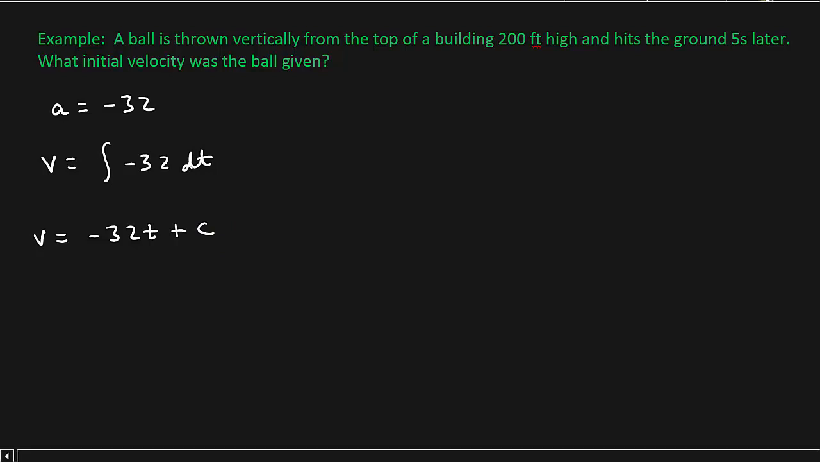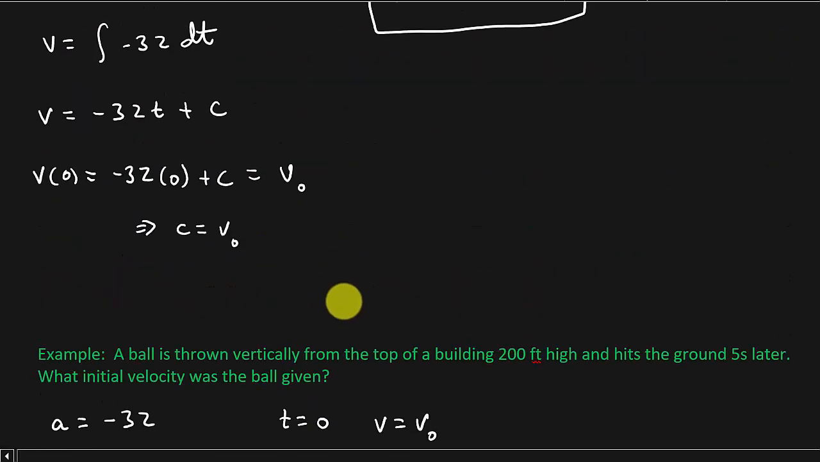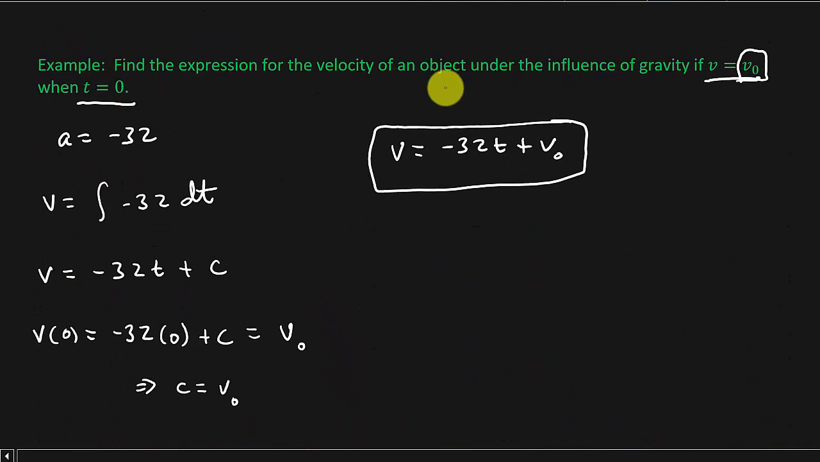All right, so they don't come out and tell us any information to find c. But we do know that when t is equal to 0, v is equal to v naught. That's the initial velocity, right? Okay, and it goes back to this problem that we just worked here. See, at time t equals 0, that's your initial velocity.